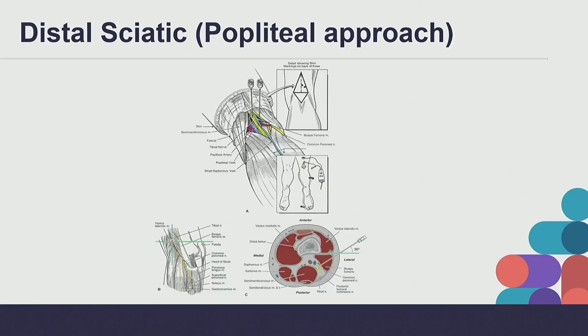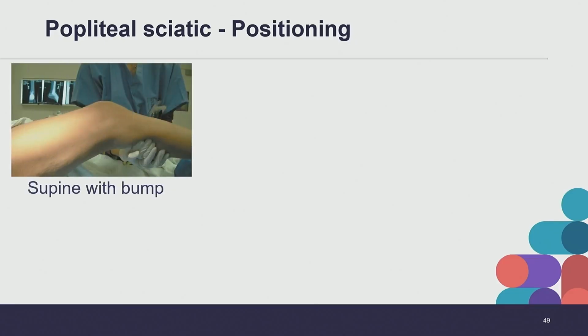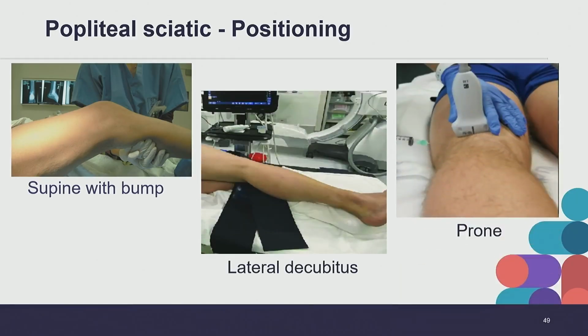Scanning down even further to the popliteal fossa. This is great, again, for foot and ankle procedures. The position of this, I think a lot of us in this room are using this block already, but you can either have them supine with a bump, you can have them lateral decubitus, or prone. I think the prone approach is very helpful in morbidly obese patients. You're trying to let gravity work for you.